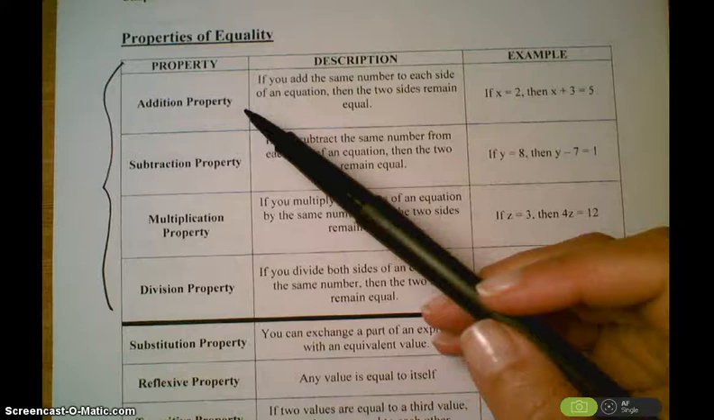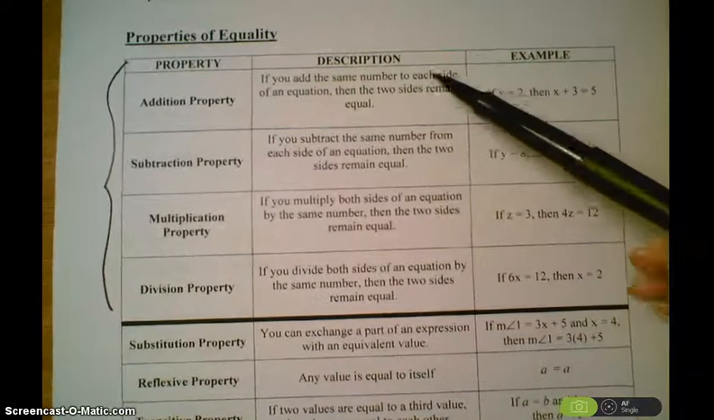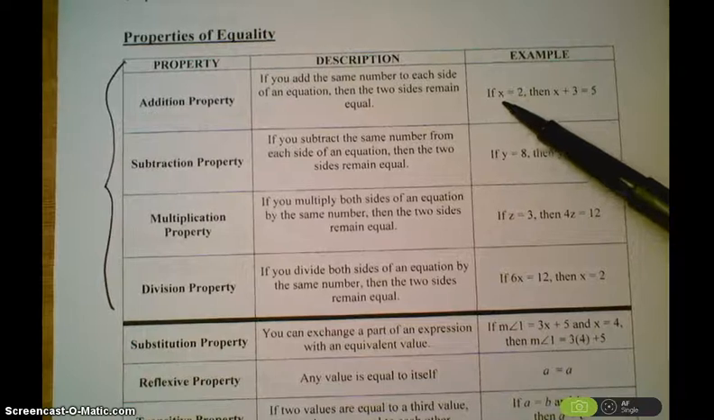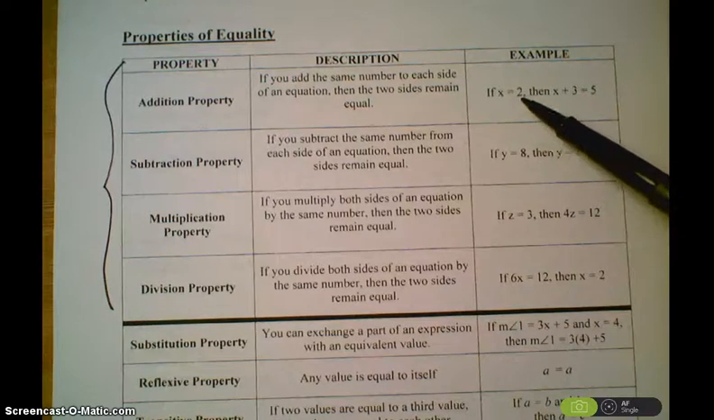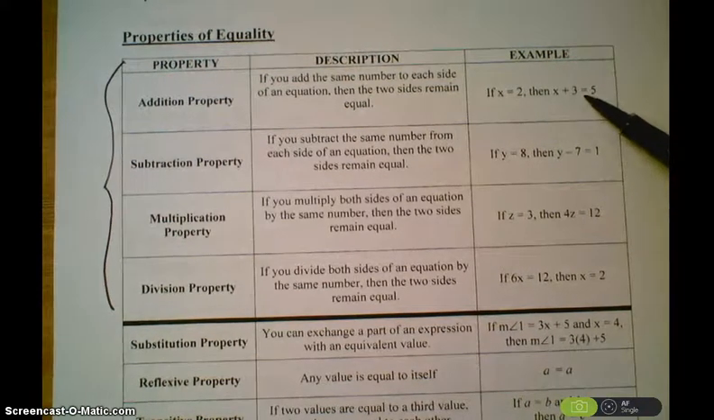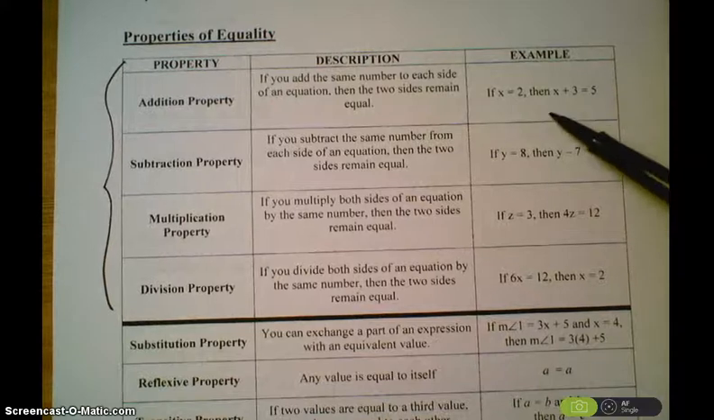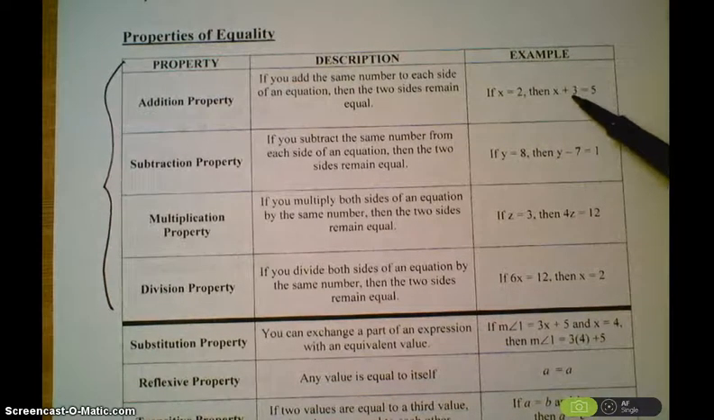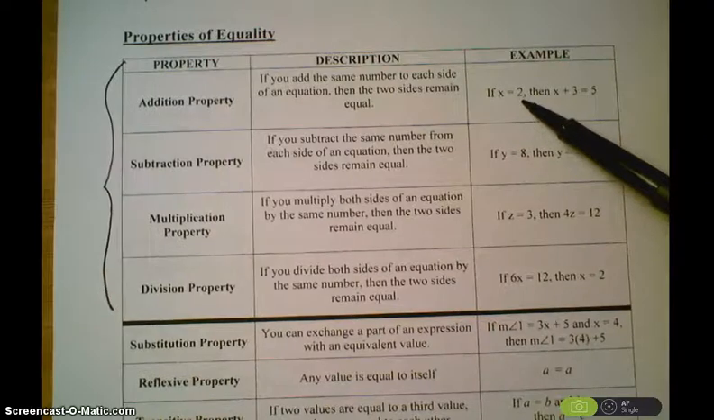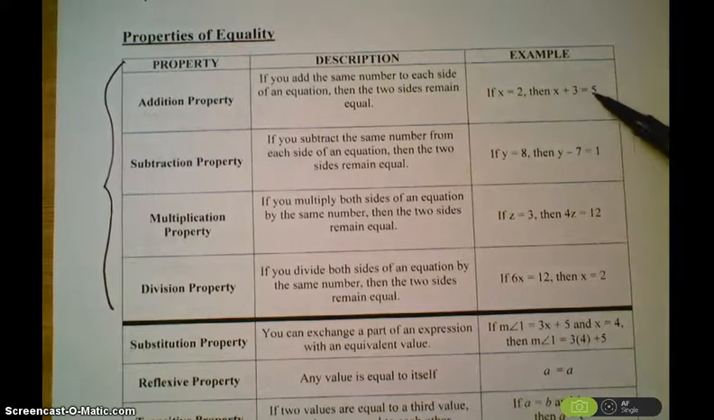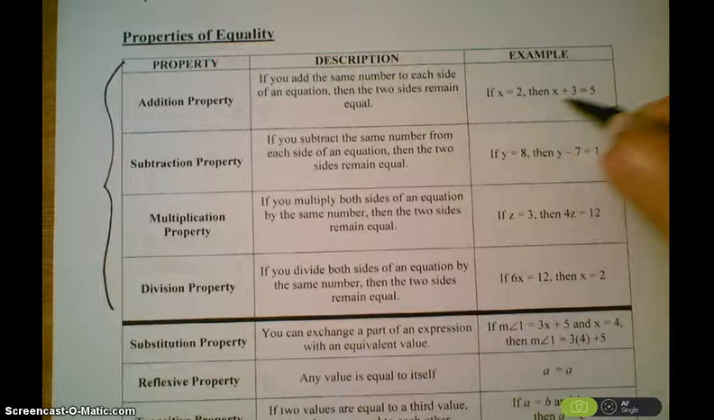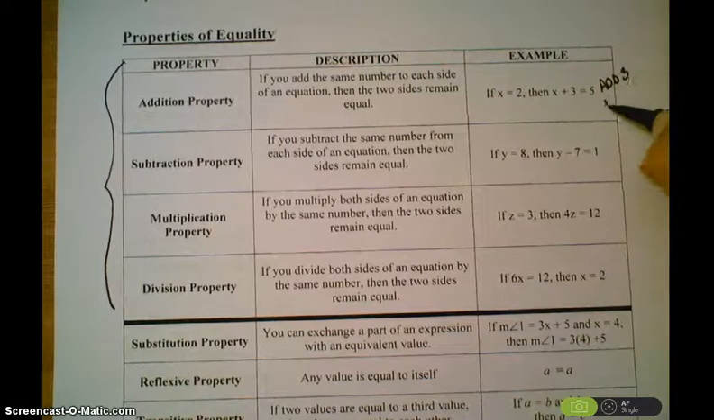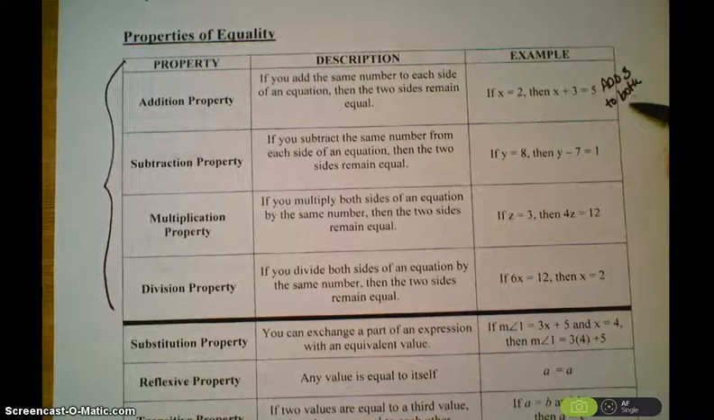In the first one, addition property, if you add the same number to each side, they remain equal. So if you take a look at this, we start off with if x equals 2, then x plus 3 equals 5. Well, what did we do to the left side of the equation? We added 3. So we add 3 to the right side of the equation, and 2 plus 3 gets us 5. So again, by adding 3 to both sides, they remain equal.